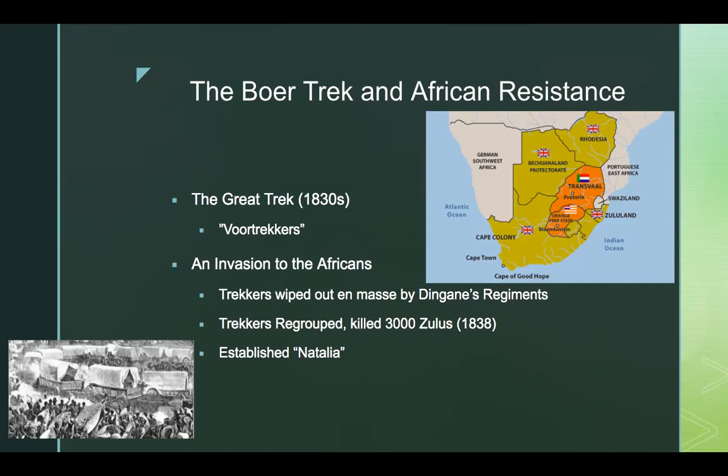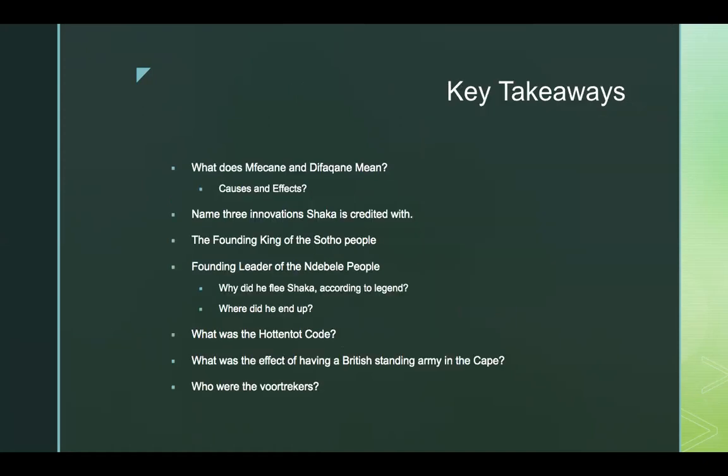that they engaged in. Okay, so now we've reached the end of this presentation, this lecture. Key words to remember: what do Mfecane and Difaqane mean? And what were the causes and effects of it? Then also consider problematizing it. What stories have been told by historians that complicate this narrative? What are three innovations that Shaka is credited with? We spoke about them. And also be sure to problematize them, or at least to question them and say, well, some of those things existed beforehand. In fact, all of them existed beforehand. And in what form did they exist prior to Shaka?